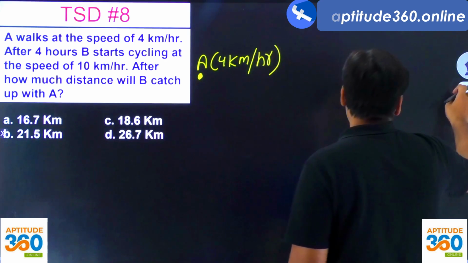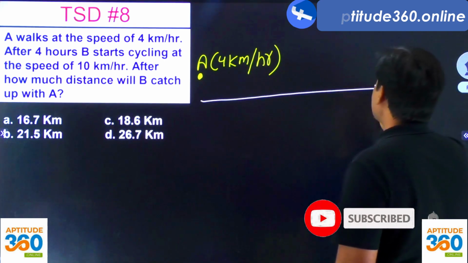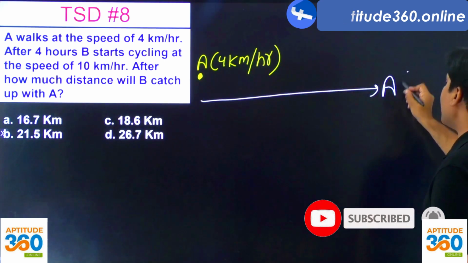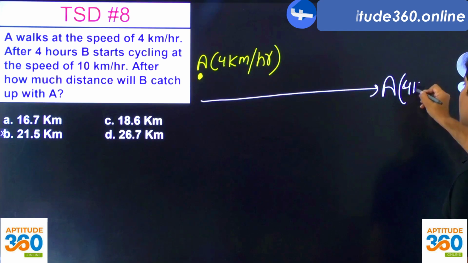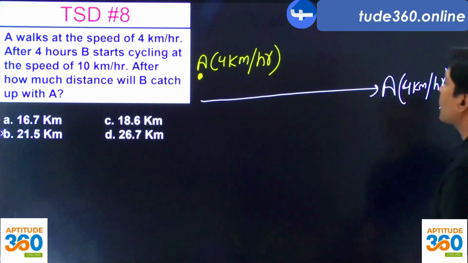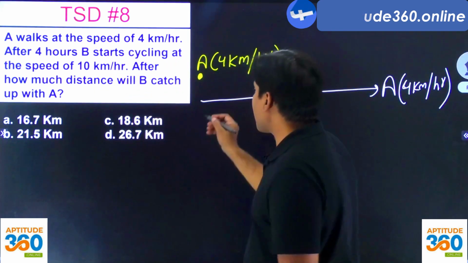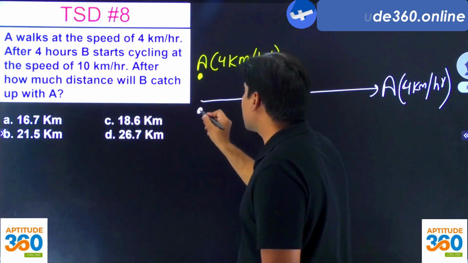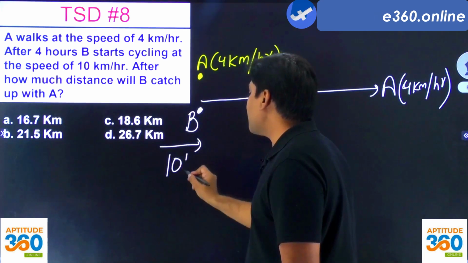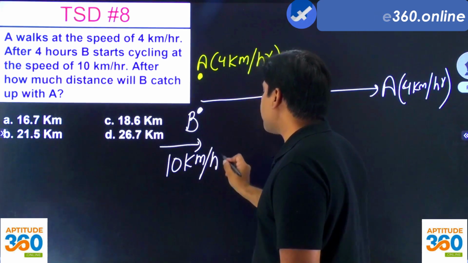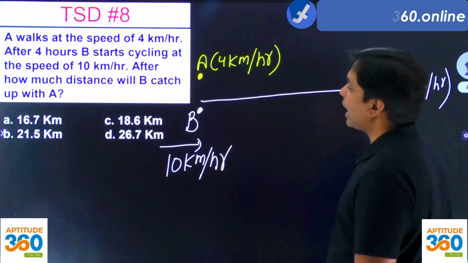अब 4 घंटे में A भाग के मान लो कि वो इस पॉइंट से यहां तक आ गया, ठीक है जी। Now A is here and speed of A, as you said, is 4 kilometers per hour. Now problem tells you that B starts cycling with the speed of 10 kilometers per hour. अब B कहां पे है? B ये रहा, this is B, and what is the speed of B? B की जो स्पीड है प्रॉब्लम के हिसाब से it is 10 kilometers per hour, and what is the speed of A? In the same direction it is 4 kilometers per hour, and what is the gap as of now?